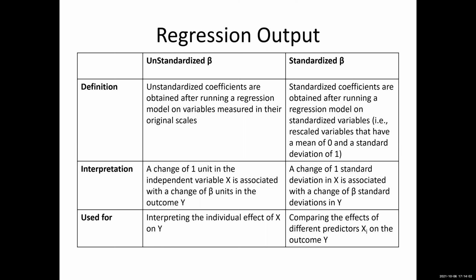Unstandardized betas are usually used in interpreting the individual effect of X and Y. And most of the time in my field, we report unstandardized beta, and we also interpret the unstandardized beta because we are interested in talking about the individual effect of X and Y. But if you are comparing the effect across all your 4, 5, 6, 7, 8, 9, 10, no matter how many independent variables you have, then you can use the standardized estimates.